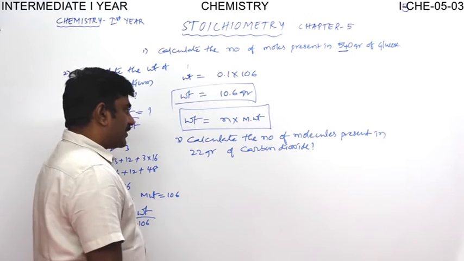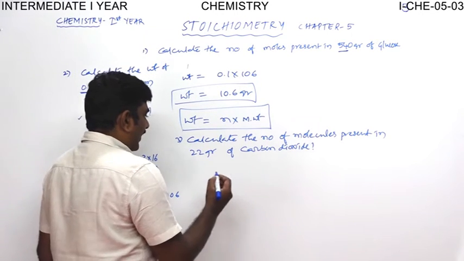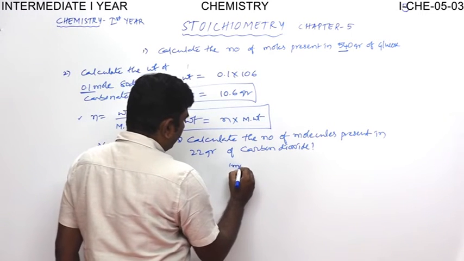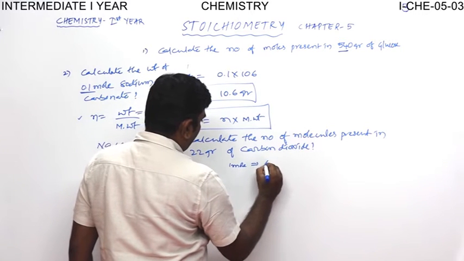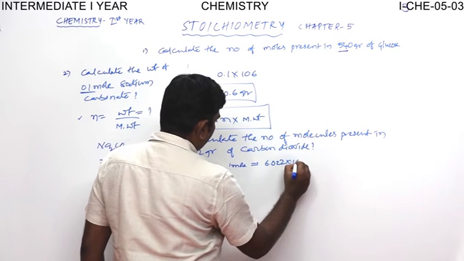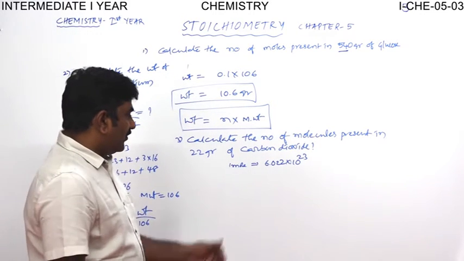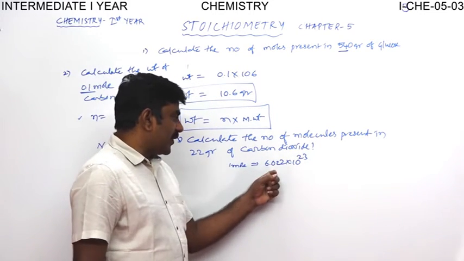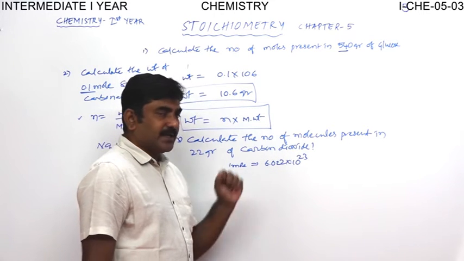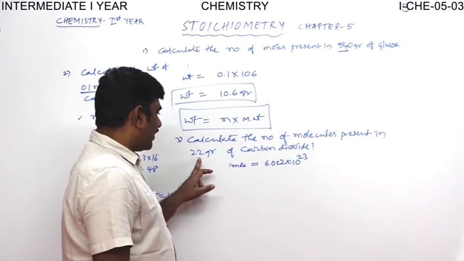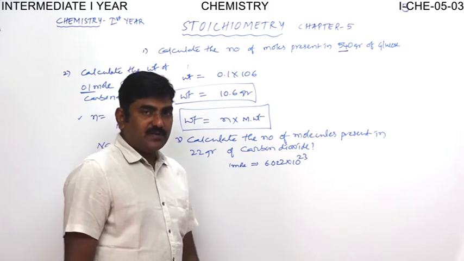How do we calculate the number of molecules? What's the condition? For example, if we have 1 mole, it contains how many molecules? 6.022 into 10 power 23 molecules it contains. So if we know the moles, 1 mole contains 6.022 into 10 power 23. Therefore, first we have to calculate the number of moles.